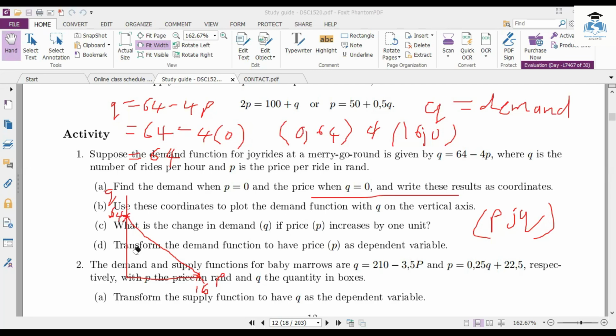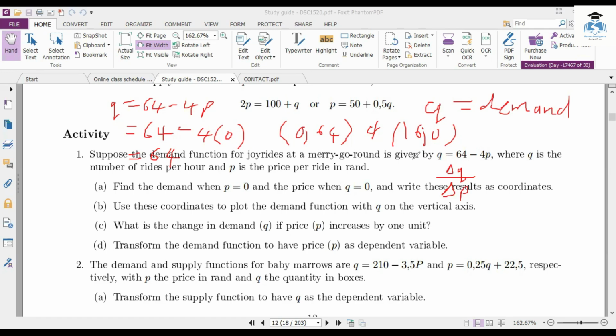Then they are saying, what is the change in demand Q if price P increases by 1 unit? So what they want you to do is just to determine the slope. Remember the slope, I was saying, is the change in Q divided by the change in P.